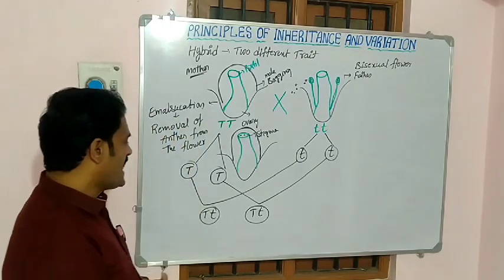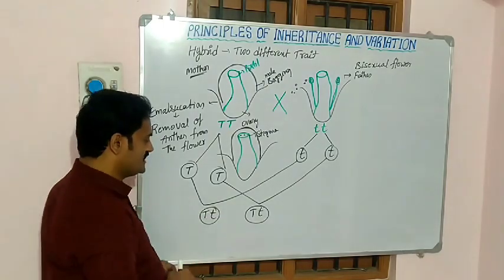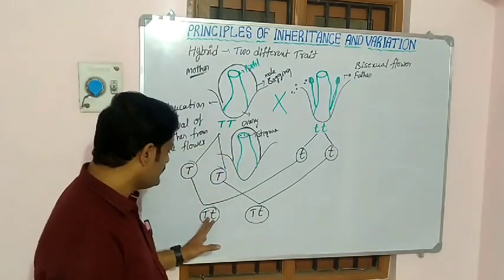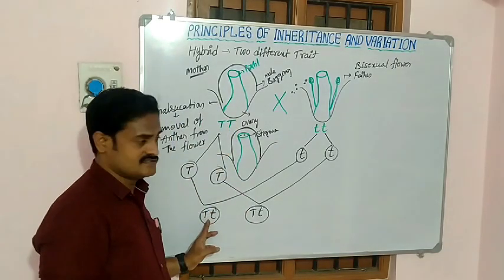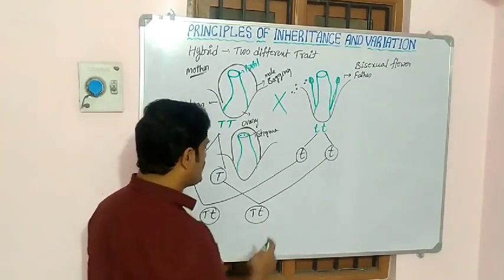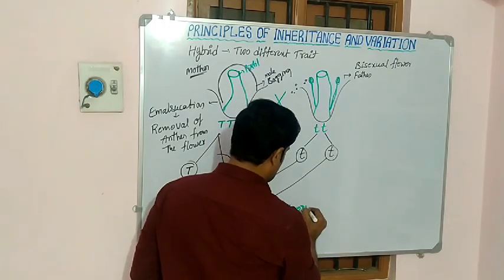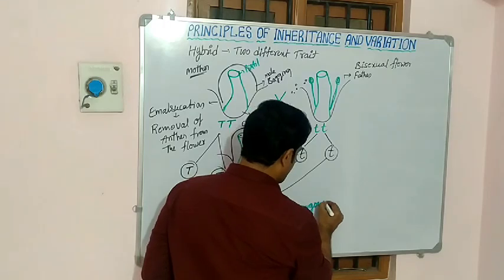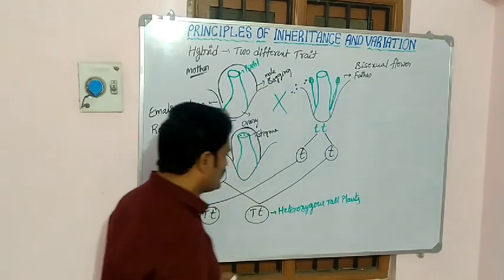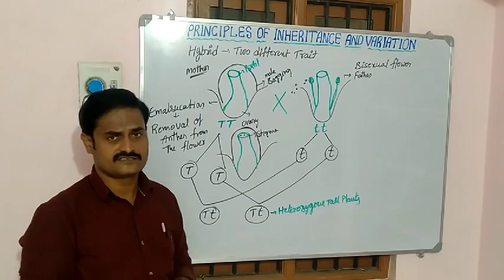See, these kinds of plants, which type of plants are these? Capital T, small t indicates it is a tall plant or dwarf plant? Tall plant. But their factors are different, their alleles are different. So which type of plants are these? Heterozygous tall. Remember, heterozygous tall plants. So this is the result of the monohybrid cross.